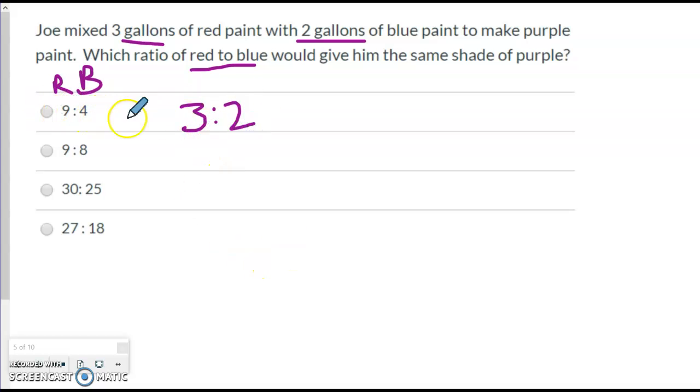So looking at our choices, if I'm going from 3 to 9, 3 times 3 would give me that 9. But is 2 times 3 going to give me 4? No. So that one doesn't match up. 3 times 3 would give me 9. 2 times 3 would not give me 8. 3 times 10 gives me 30. 2 times 10 would not give me 25. 3 times 9 is 27. 2 times 9 is 18. So that ratio, we're multiplying both numbers by 9. Remember, it has to work out for both the numbers in the ratio for it to match up.